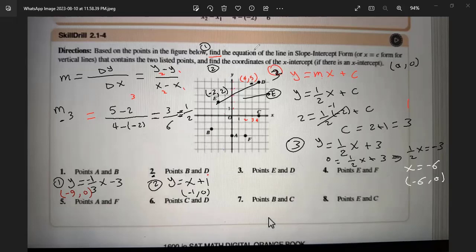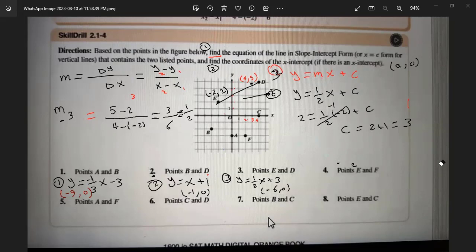So now what do we have here? We have the equation. The number 3 equation is y equals half x plus 3, and the x-axis intercept is negative 6 and 0. Up to now it is very easy and very clear, I think. If there is any problem, please tell me. Move to number 4 now.